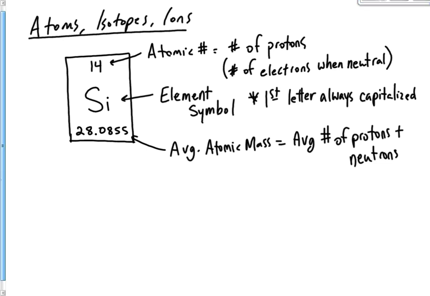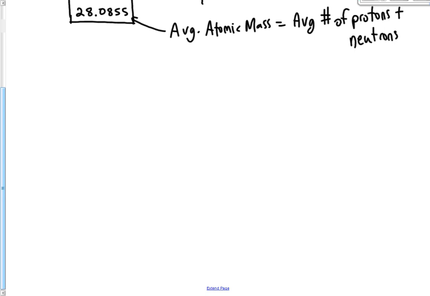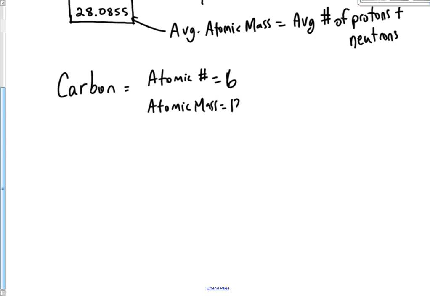Okay, so let's say we take carbon, for instance, and I want to know how many neutrons are in carbon. All right, we're going to look at the atomic number, and that's 6. And we're going to look at the atomic mass. That's 12. And we're just going to subtract those numbers. So 12 minus 6 gives you 6. So carbon has 6 neutrons, and that's all there is to it.